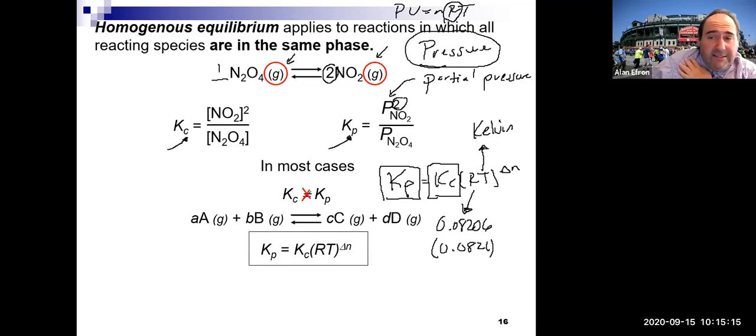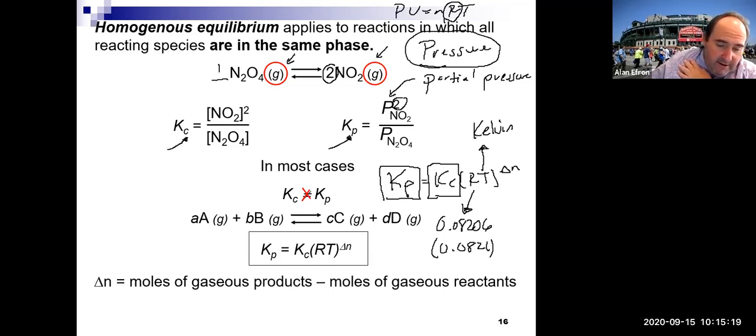And delta N is the change in the moles of gas products minus gas reactants. So it is products minus reactants, and N, just like in the gas law, is moles, and that's a change in the number of moles. And it is important that you do that calculation correctly.